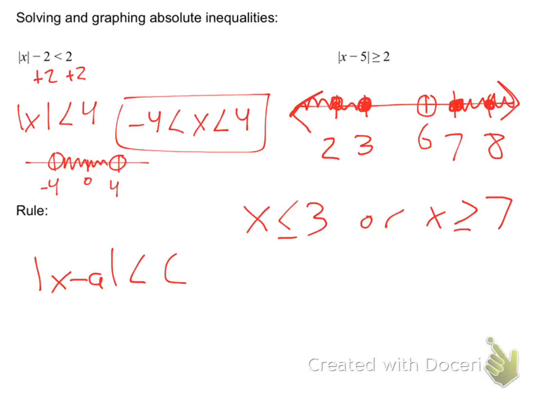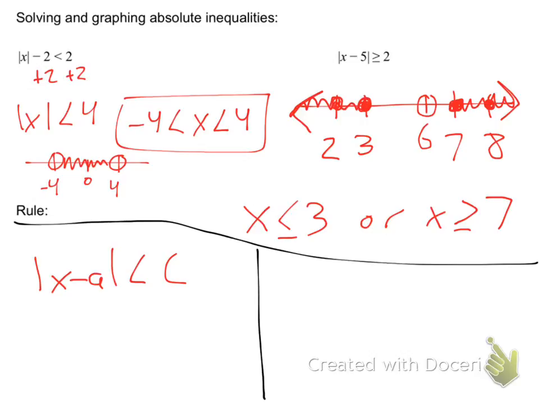Here's a really cool rule. If you see this, where you have some kind of absolute value being less than C, or a number, here's a cool thing. Just like before, I'm going to drop the absolute values. Look above. Our question was, when is the absolute value of x less than 4? Half of the answer is right here: x is less than 4.